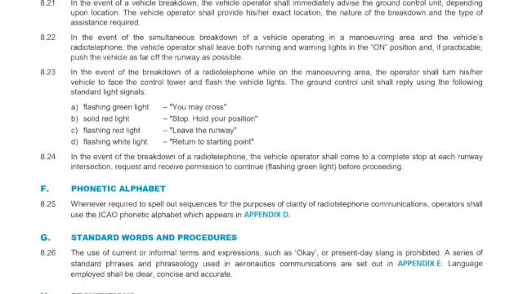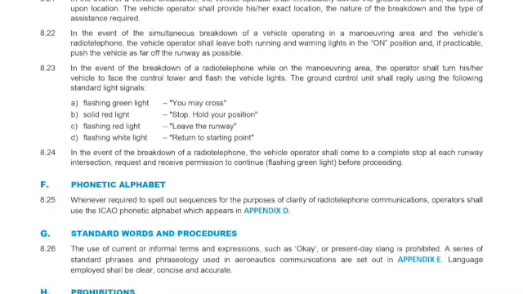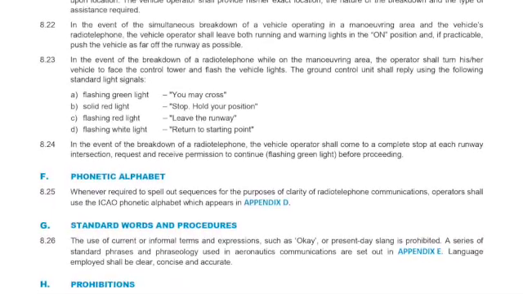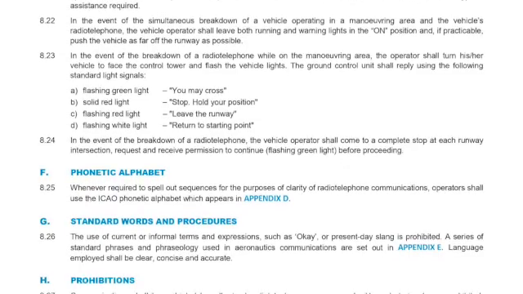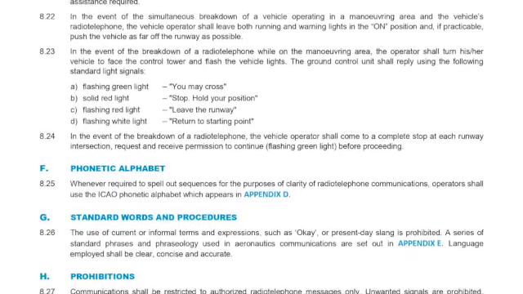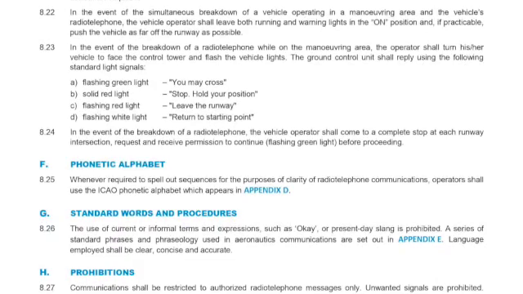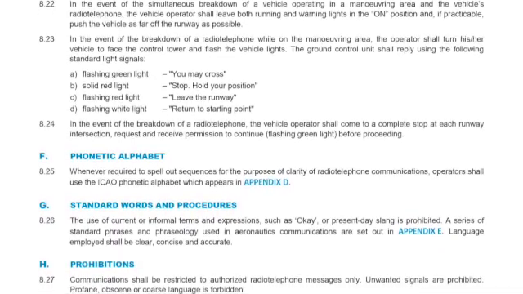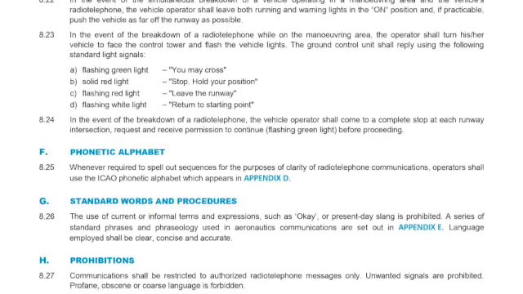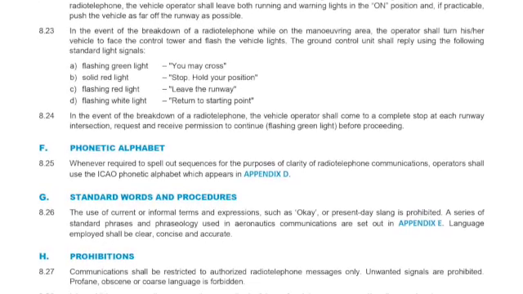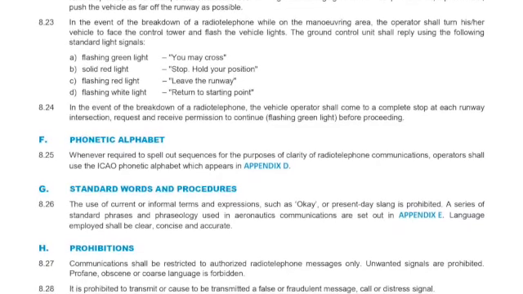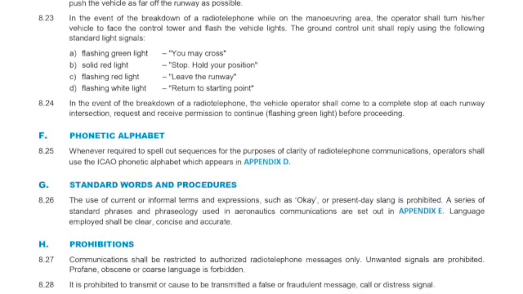24. In the event of the breakdown of a radio telephone, the vehicle operator shall come to a complete stop at each runway intersection, request and receive permission to continue, flashing green light, before proceeding. F. Phonetic alphabet. 25. Whenever required to spell out sequences for the purposes of clarity of radio telephone communications, operators shall use the ICAO phonetic alphabet which appears in Appendix D.